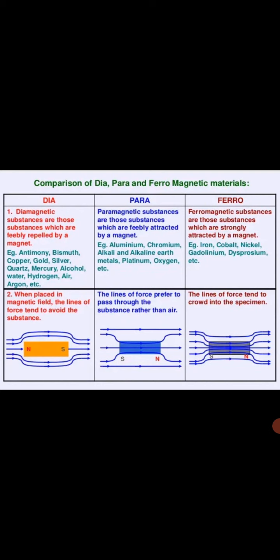You are observing in the diagram that when the ferromagnetic substance is placed in the external magnetic field, it is strongly attracted by the magnet, and the magnetic lines of force get highly concentrated in the ferromagnetic material. So you are observing more and more field lines passing through the ferromagnetic substance, so that magnetic induction is greater than the magnetic field in air. So inside the ferromagnetic substance, the magnetic field B is more than the outside magnetic field, that is B naught.